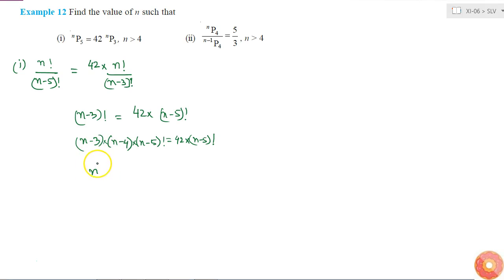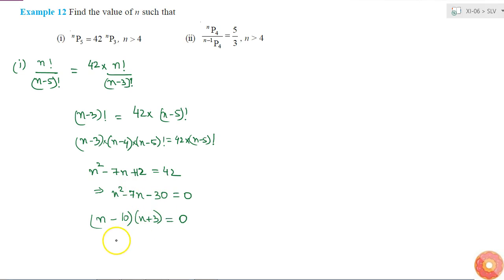So if I expand it, I'll get n square minus 7n plus 12 is equal to 42. This means that n square minus 7n minus 30 is equal to 0, right? So what are the values of n that will satisfy this? I can write it as (n minus 10) into (n plus 3) is equal to 0. Try to expand it, we'll get the same thing.